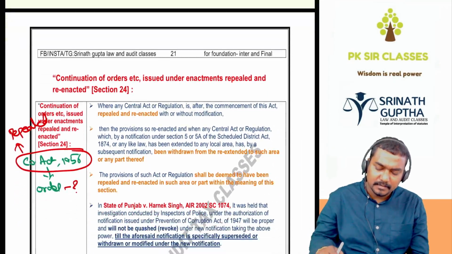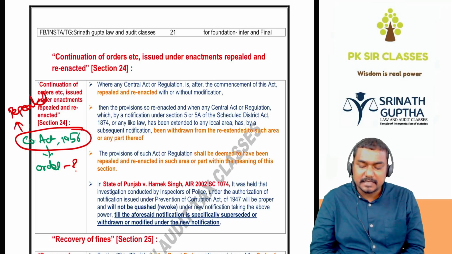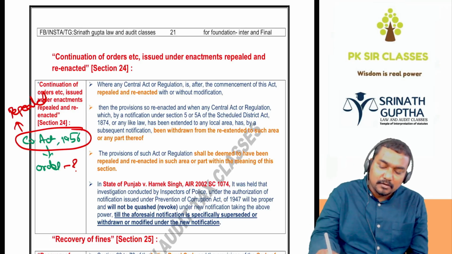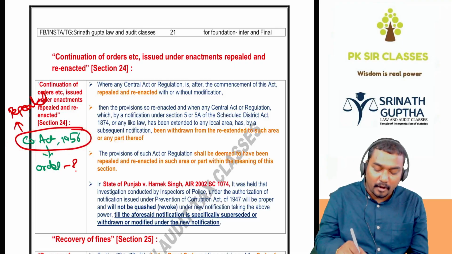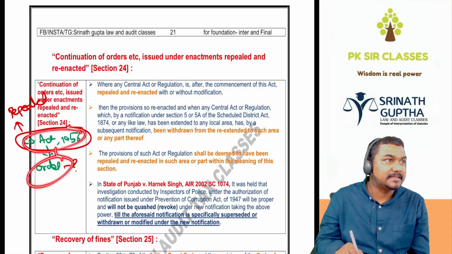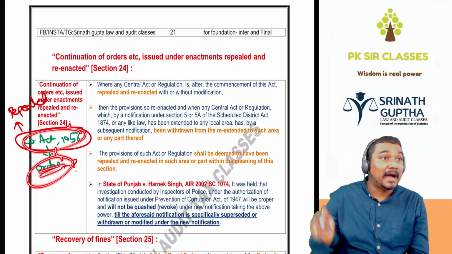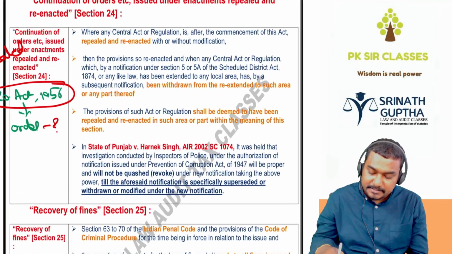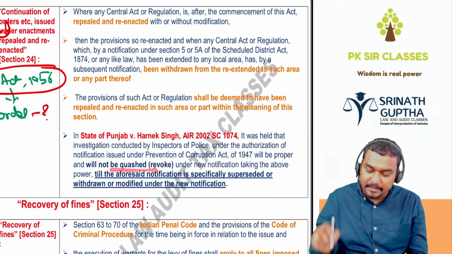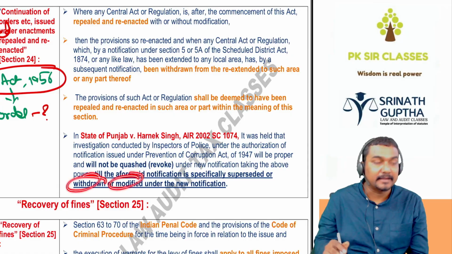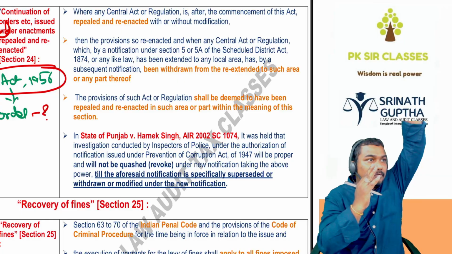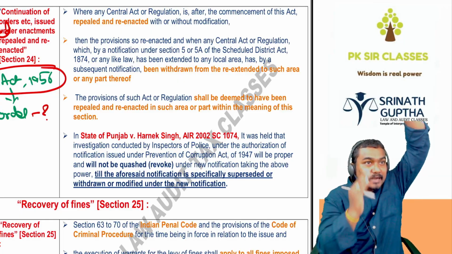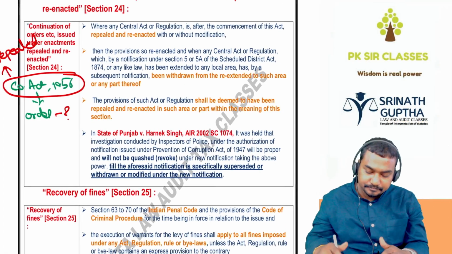Next question. Continuation of the orders etc. passed under the old act. So there was an act called Companies Act 1956. Under this act, one order was issued. After that, this act is repealed. Even if the act is removed, this order will continue until the order is specifically quashed, removed, withdrawn, or modified. Even if one act is done and under the act one rule came, even if the act is removed, that order will continue unless specifically removed.